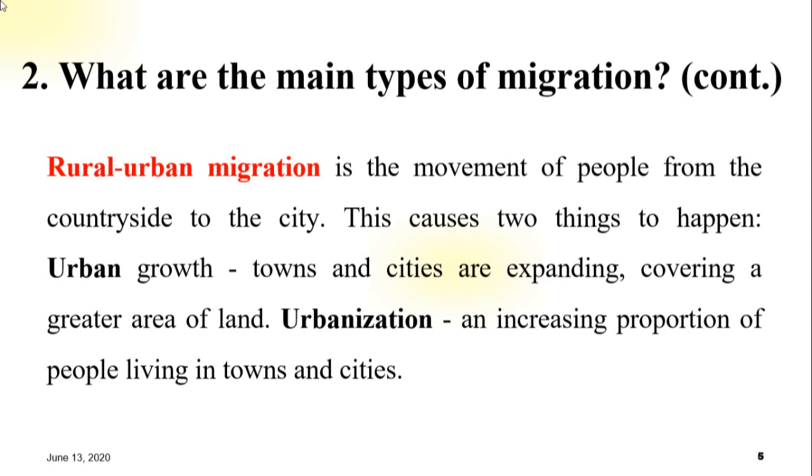Urbanization. The first one is urban growth, which talks about the people who live in the city and towns. But here we talk about urbanization. Urbanization is an increasing proportion of people living in towns and cities. Proportion talks about the number, an increasing number of people who live in town and city.